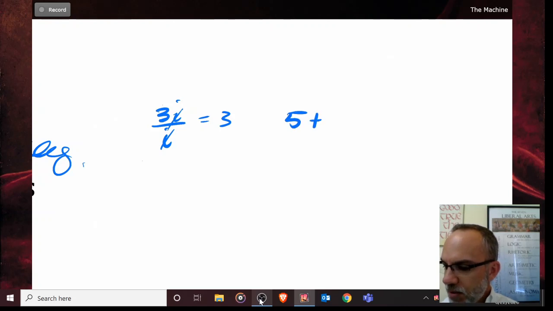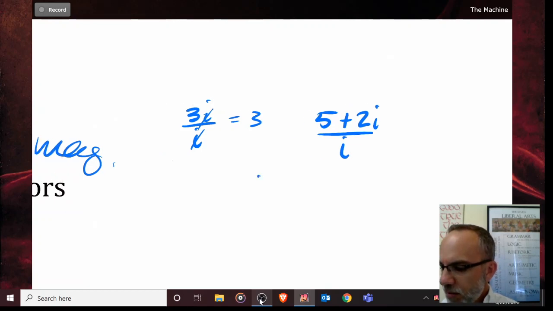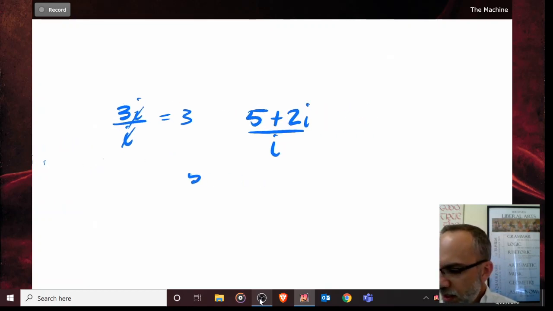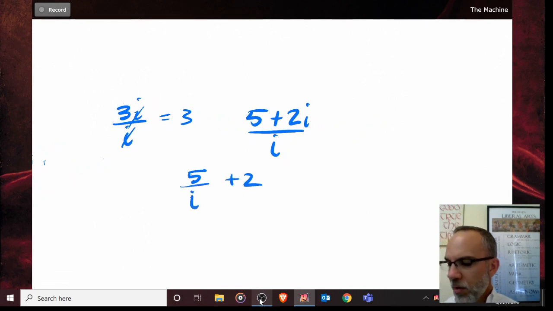5 plus 2i all over i, you could say that that's 5 over i plus 2, but you still have an i in the denominator. One of the rules in formatting of math is that you need to have a rational number in the denominator. So no square roots and no imaginaries, because neither one of those is a rational number. Maybe you remember in Algebra 1, rationalizing the denominator with a square root.